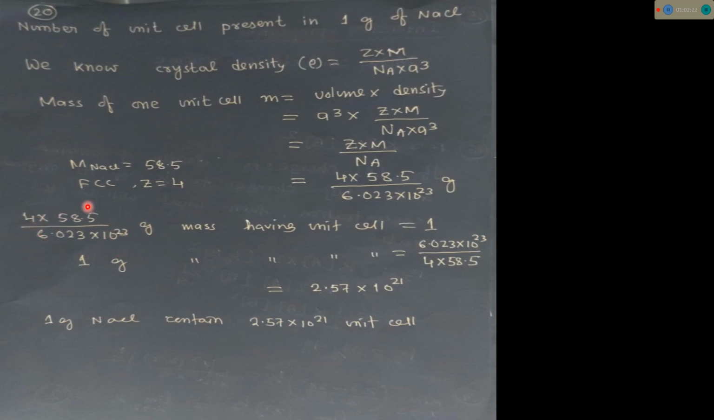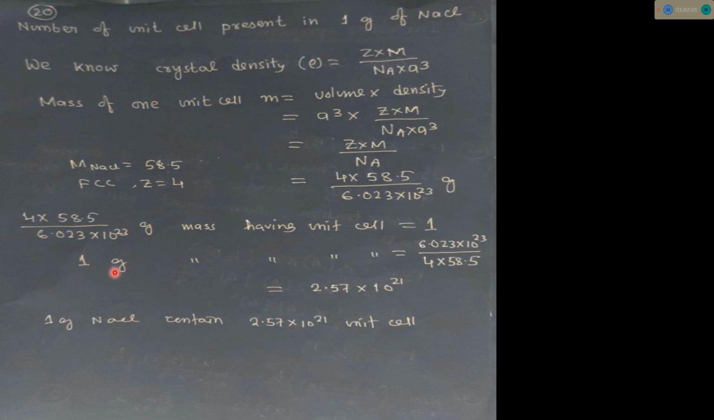ये वैल्यू बहुत कम है, 10⁻³ आ जाएगा। सो इतना ग्राम मास जो है, एक यूनिट सेल का जो मास है वो मास कंटेन करता है एक यूनिट सेल। So this gram mass having a unit cell we can write equal to 1, because we saw here the mass of one unit cell is this. We can write indirectly this gram mass having unit cell equal to 1. So one unit cell has this mass.